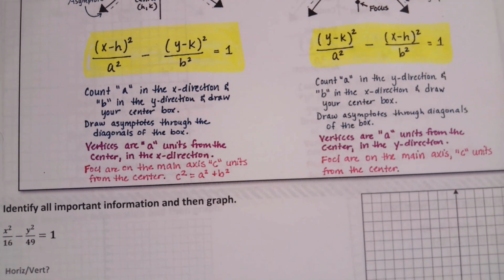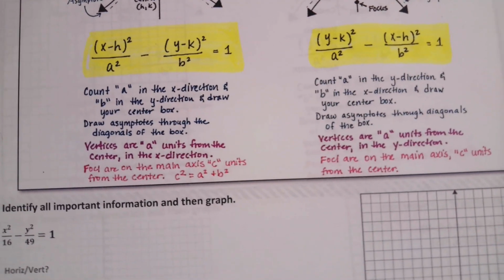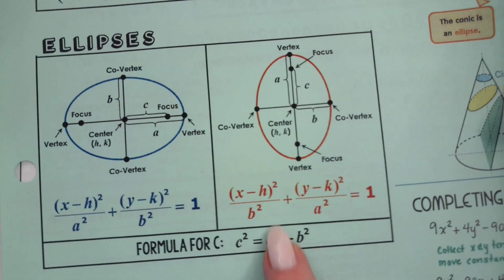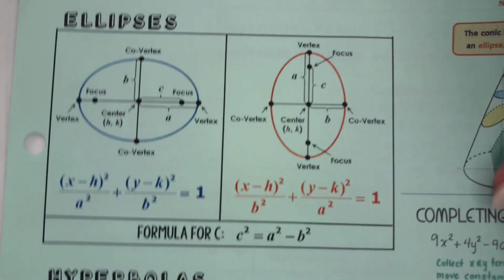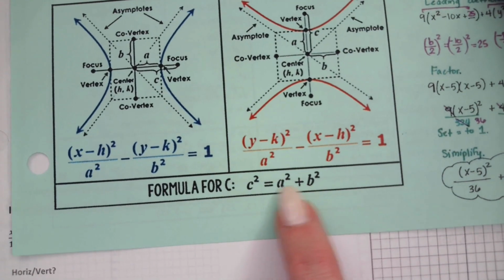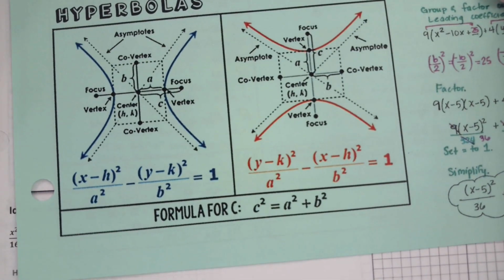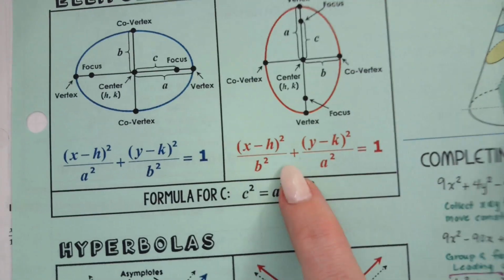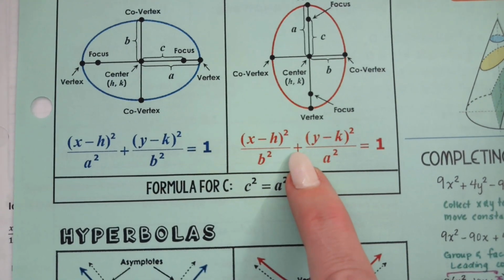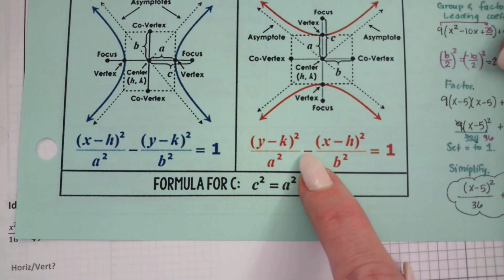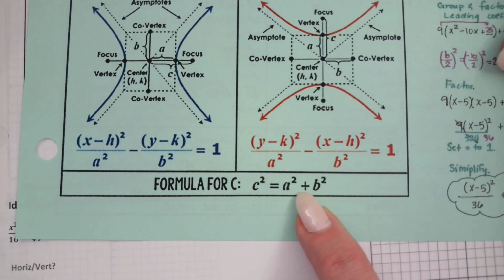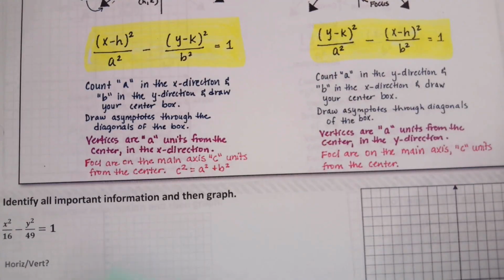I'm going to pull out that little green chart I gave y'all at the beginning. You can see for an ellipse, for c squared, you subtracted your a squared and b squared. But for a hyperbola, you add your a squared and b squared. How I remember that in my brain is for an ellipse, there's a plus sign in the equation, so you subtract to find c. And then it's opposite for hyperbolas. For hyperbolas, there's a minus sign in the equation, so you add to find c. That's how I keep it straight in my brain. Let's try one.